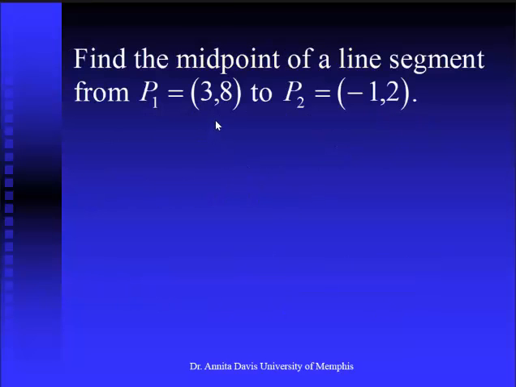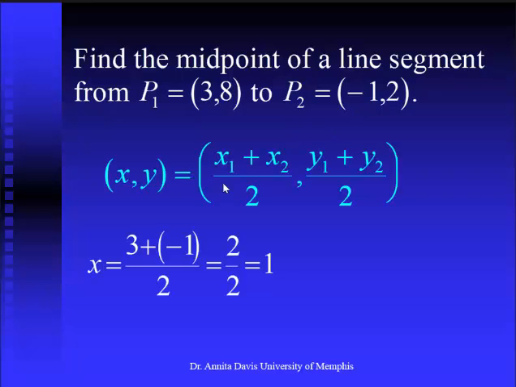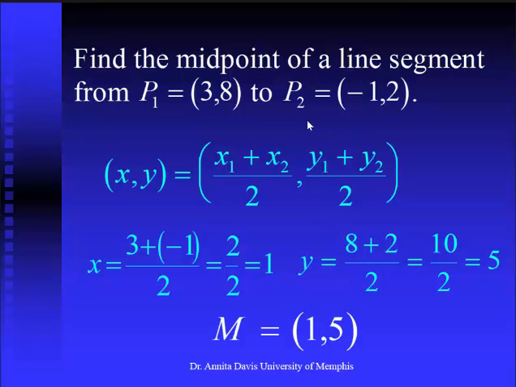For example, if we want to find the midpoint of a line segment between point 1, (3, 8), and point 2, (-1, 2), we use this formula. For x1 we have 3 plus x2, which is -1. So 3 plus -1 divided by 2 is 2 divided by 2, which is 1. Now this is the x-coordinate of the midpoint. Similarly, for the y-coordinate, we have 8 plus 2 divided by 2, so that's 10 divided by 2, which is 5. So the midpoint is (1, 5).